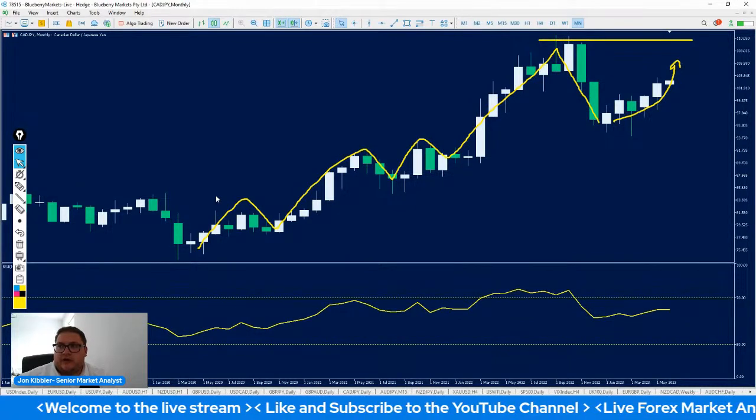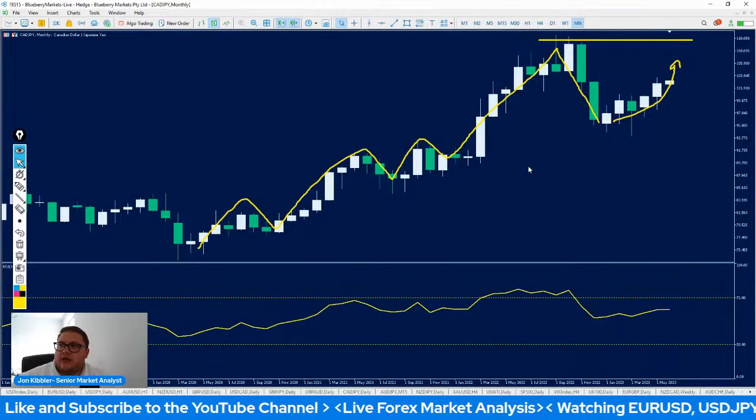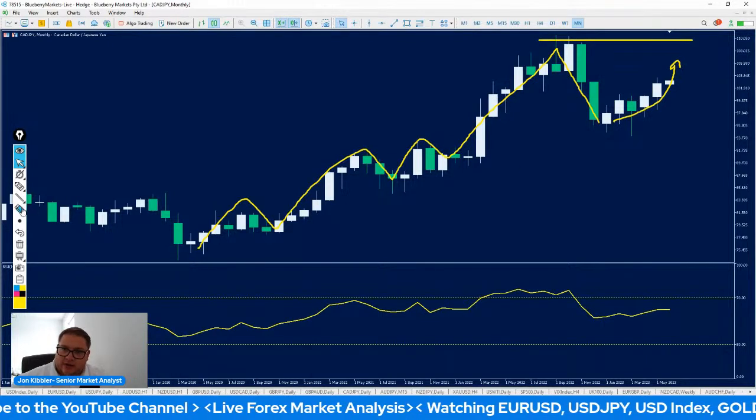Blueberry, we're working on potentially getting onto TradingView. So until then, though, we're working with the MetaTrader platforms.